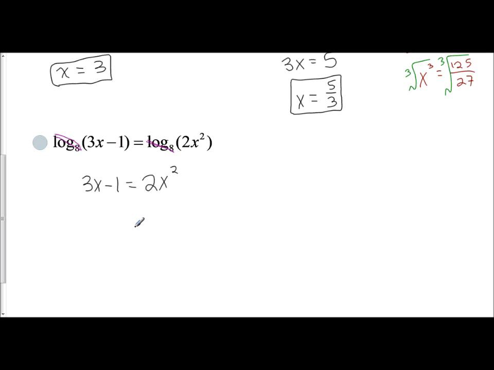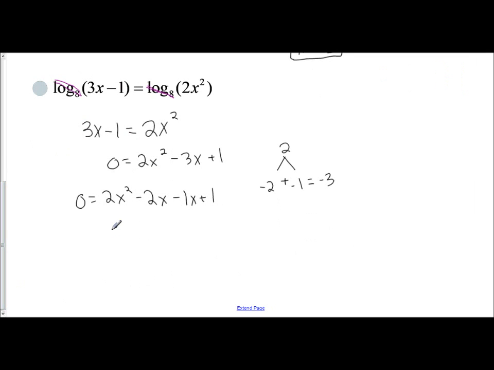Now this is a quadratic. So to solve this, what I'm going to do is get all of my terms on one side. So I'm going to subtract the 3x and I'm going to add the 1. This is your AC method for factoring. So 2 times 1 is 2. You want two numbers to multiply to give you 2 and add to give you -3. That would be -2 and -1. So 0 equals 2x squared minus 2x minus 1x plus 1. We factor by grouping.